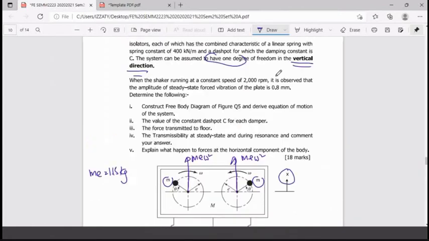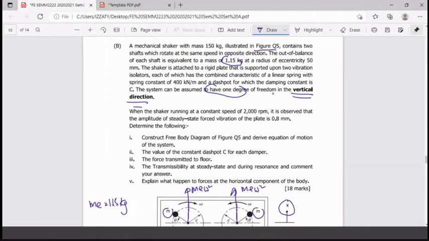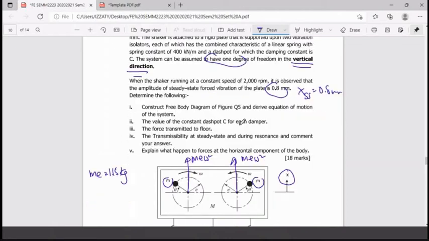Number one. When the shaker is running at a constant speed of 2000 RPM, for example, it is observed that the steady-state amplitude is given by 0.8 millimeter. Now construct the free body diagram of Figure 5 and derive the equation of motion. It is not very difficult.